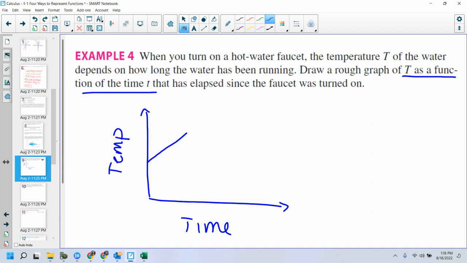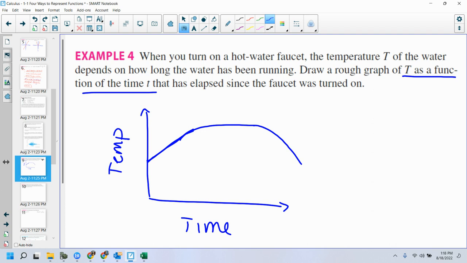No. At some point, it's probably going to start leveling off. Your water heater is only set to a certain temperature. It probably doesn't happen as a distinct sharp point. It's probably going to level off at some point. Now, will it stay that hot forever and ever? No. What's going to happen eventually? The temperature is going to cool down. You use all the water up in your water heater, and it's eventually going to cool back down to room temperature.